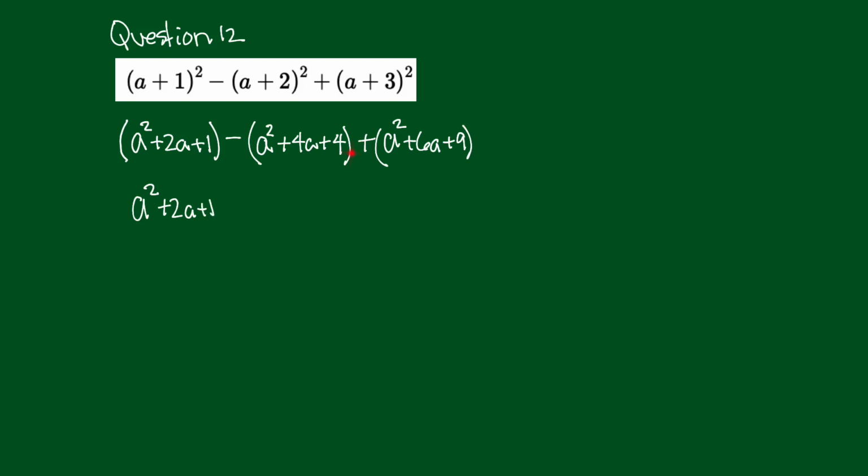Now this set of parentheses here, this one in the middle, is preceded immediately by a minus sign. So I'm going to remove it, but I'm going to change the sign of each term inside. So we will get minus a squared minus 4a minus 4. And then this last set of parentheses preceded by a plus sign, so I can just remove them. So I'll get plus a squared plus 6a plus 9.